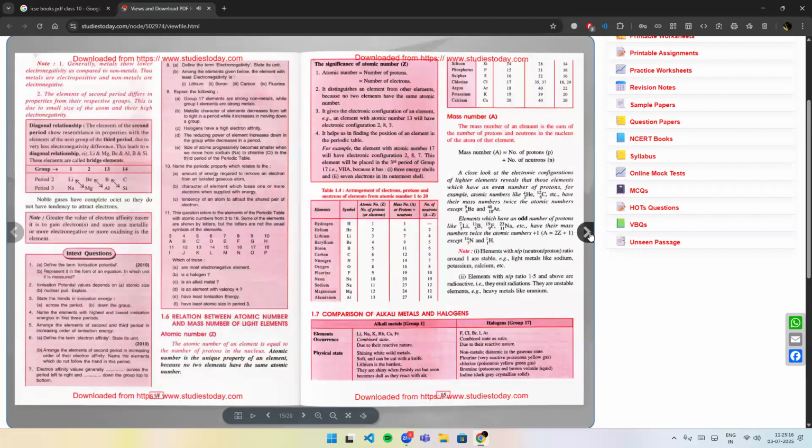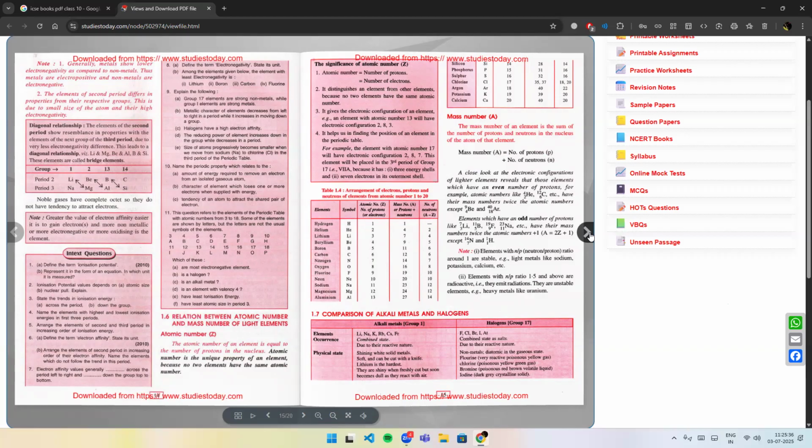Note, generally metals show lower electronegativity as compared to non-metals. Thus, metals are electropositive and non-metals are electronegative. The elements of the second period differ in properties from their respective groups. This is due to the small size of the atom and their high electronegativity.